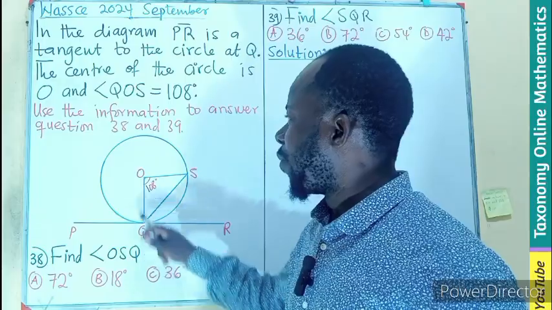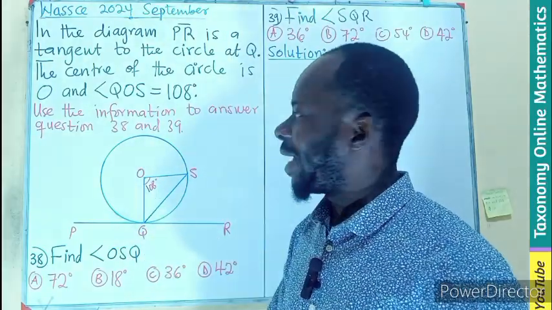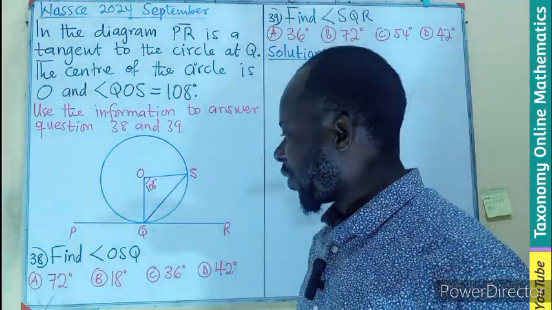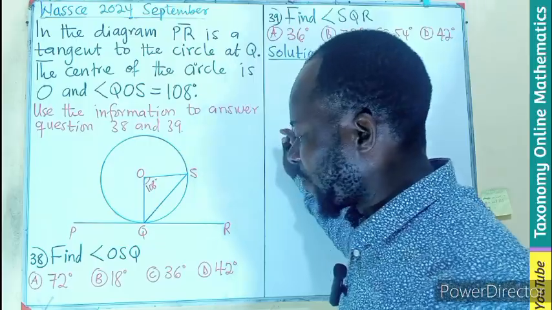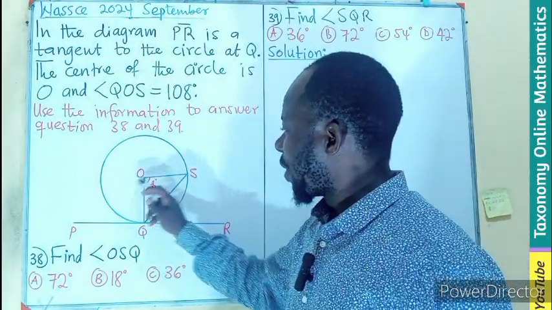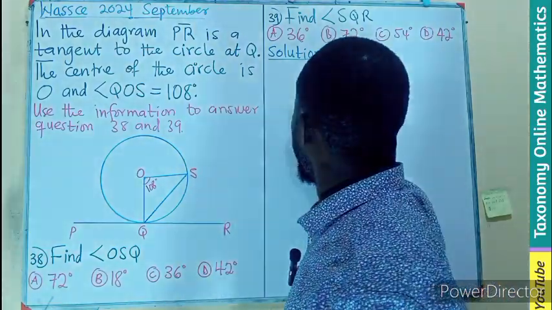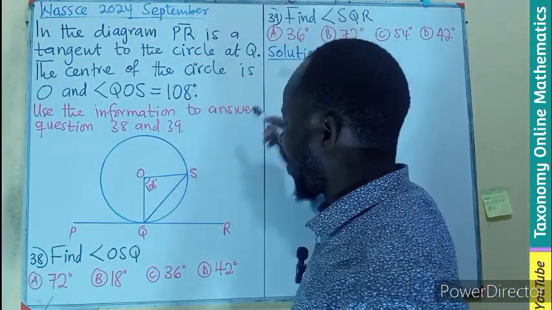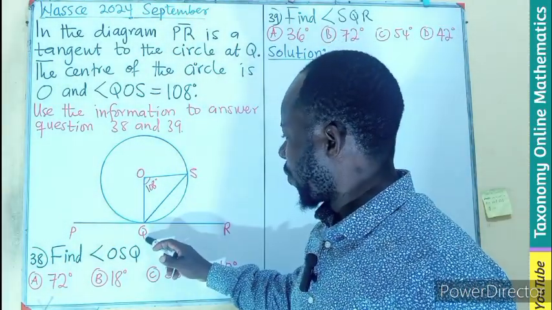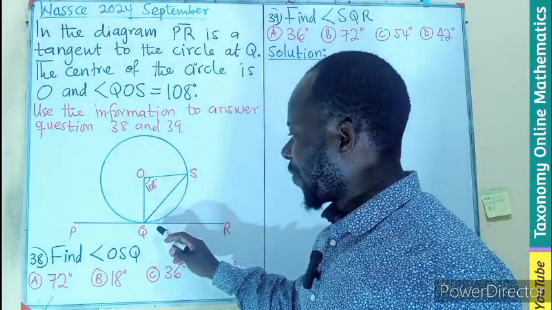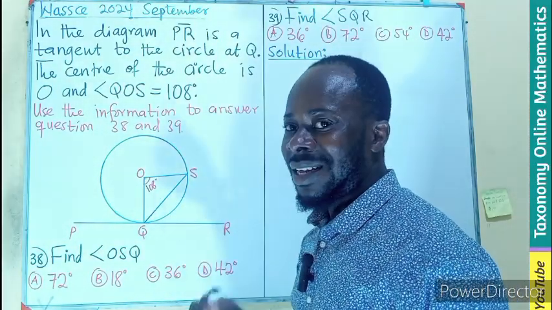The angle QOS is 108. We are using this information to answer this and this. We have to find the angle OSQ, this very angle here. Then we have to find SQR, the angle formed between the chord and this tangent.